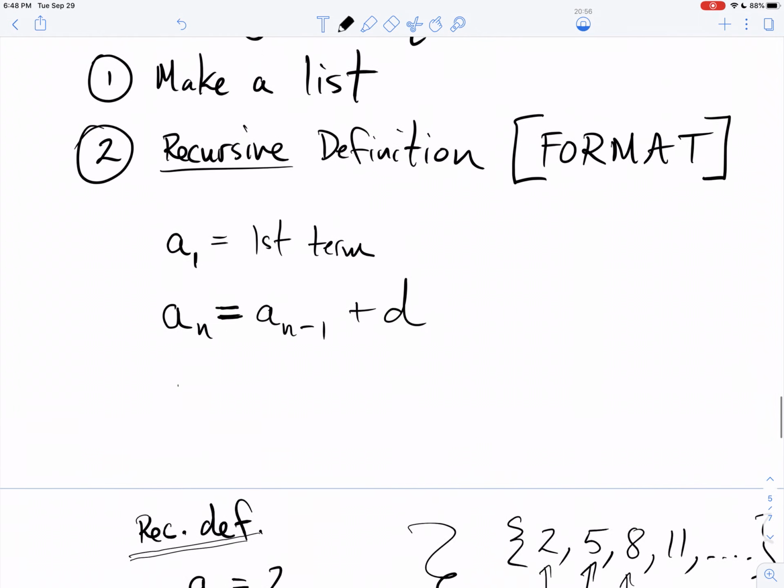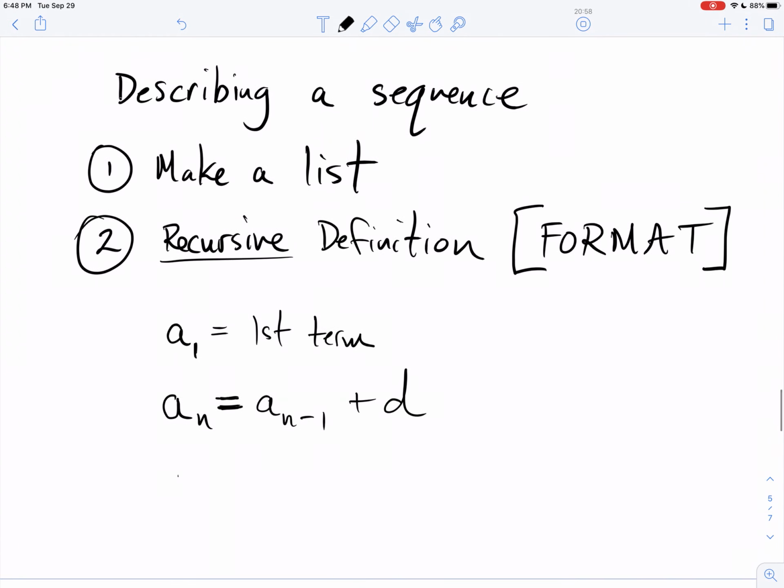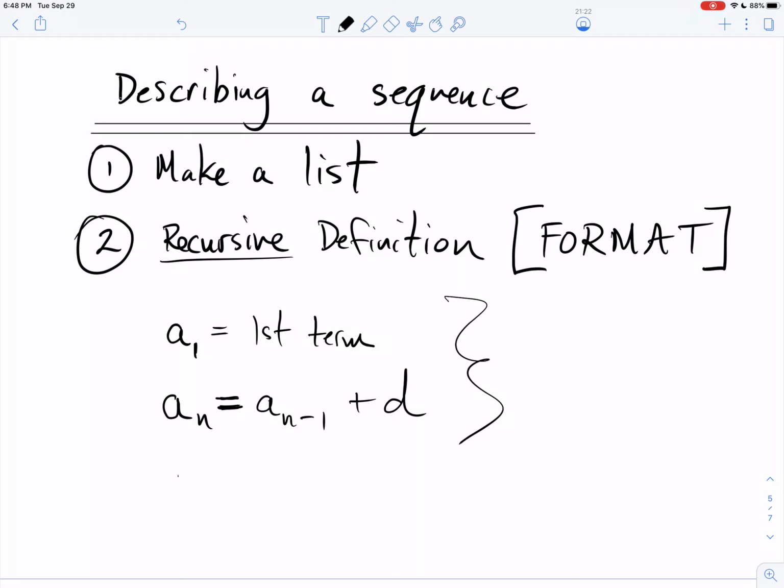There are 3 ways to describe a sequence. One of them is you just show somebody the list. That's the easiest way, but it's very non-useful. The second way is called a recursive definition. You always follow the same format. Just like I did. That's the format you use.